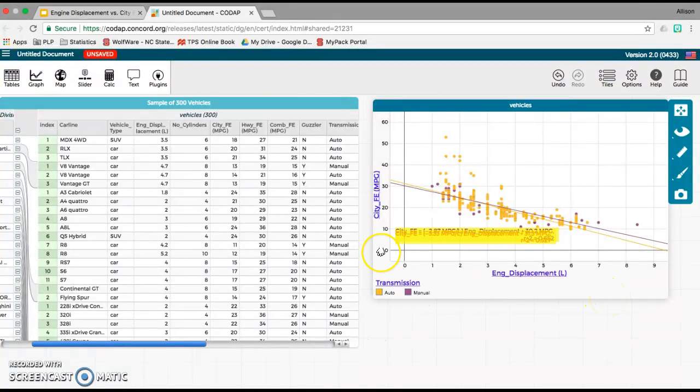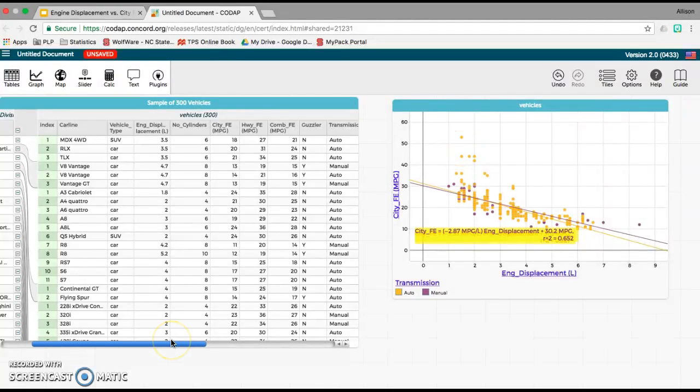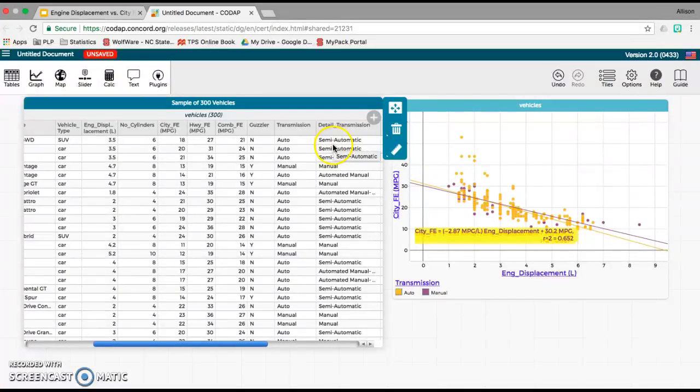So what do I notice right away? I'm looking at the difference here. I'm noticing that those I'm interested in have lower fuel economy. So automatic transmission. Interesting, but it actually had a specific type, it was a semi-automatic dual clutch.